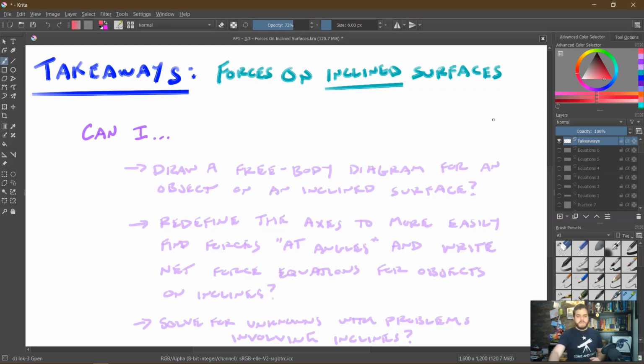Remember, the really crucial thing here is you need to be able to know where theta, the angle of that incline, is on your FBD and with respect to those axes. It should always be between Fg, going straight down, and the perpendicular part of the axis with respect to the ramp. And then lastly, can we solve for unknowns with these problems involving inclines just by using the net force equations and any givens we're given to get to that final result?